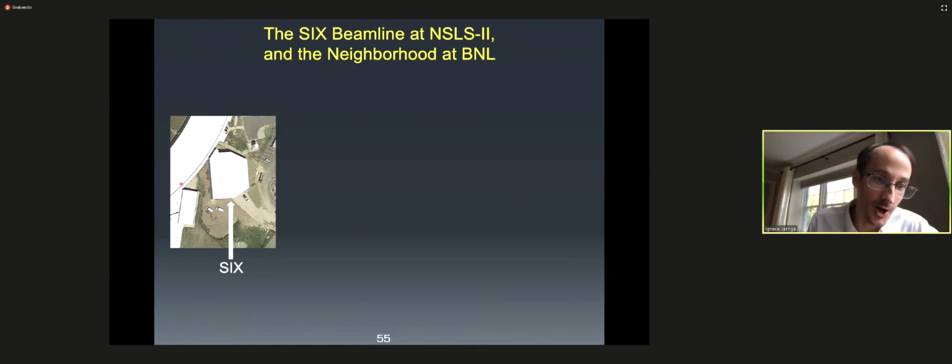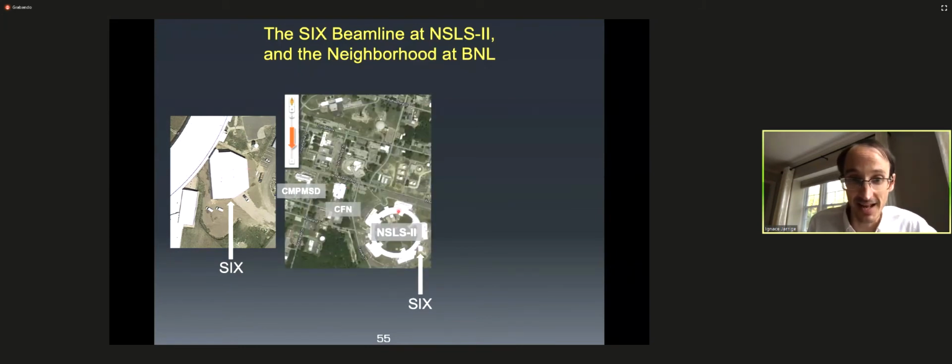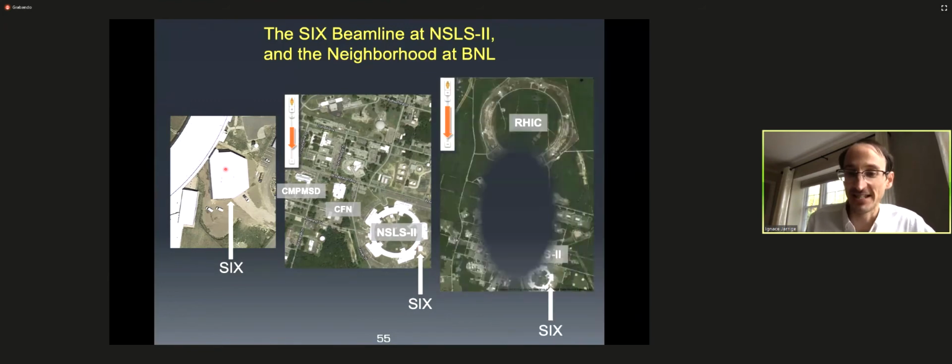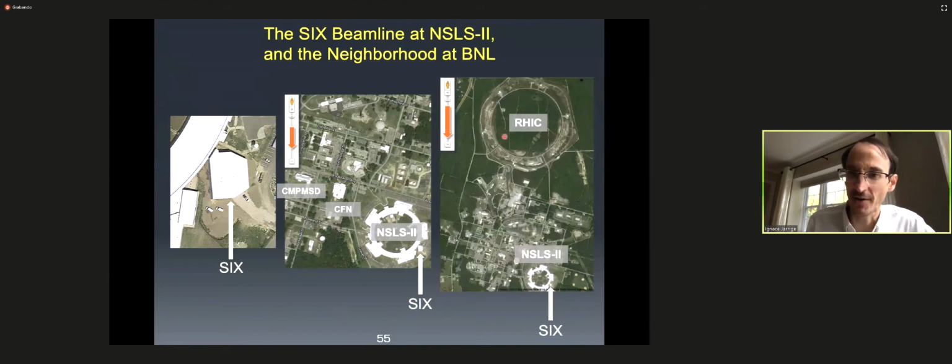Here is a Google Maps view of the NSLS-II ring with the building that we had to build for the beamline. If you zoom out on Google Maps, you'll see the Nano Center here, and you will see NSLS-II. That's the SIX building right here. This is where the spectrometer is housed. And you can actually zoom out even more, and you'll see we're not that big. There's a collider here, RHIC. So NSLS-II is here, and the building of SIX is here.